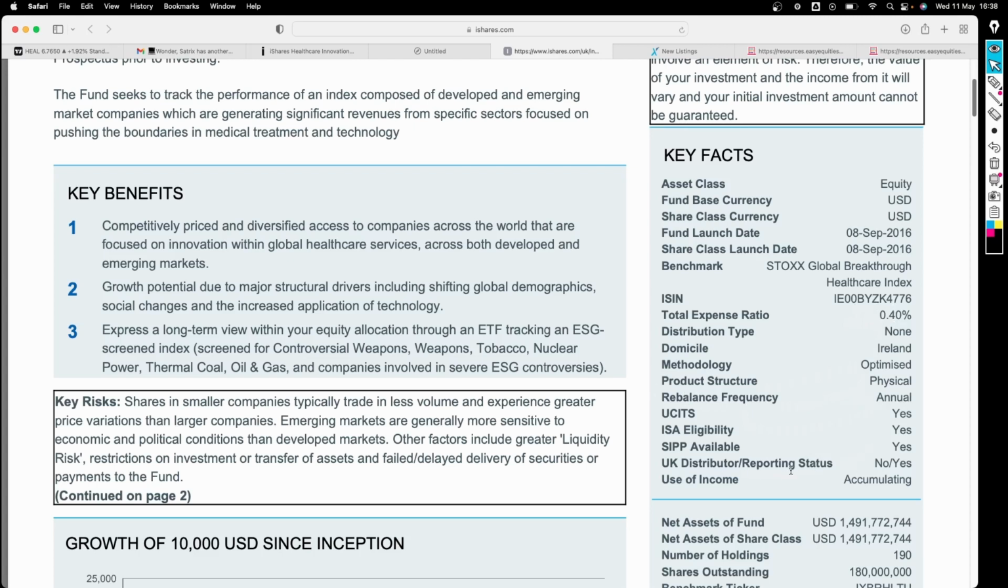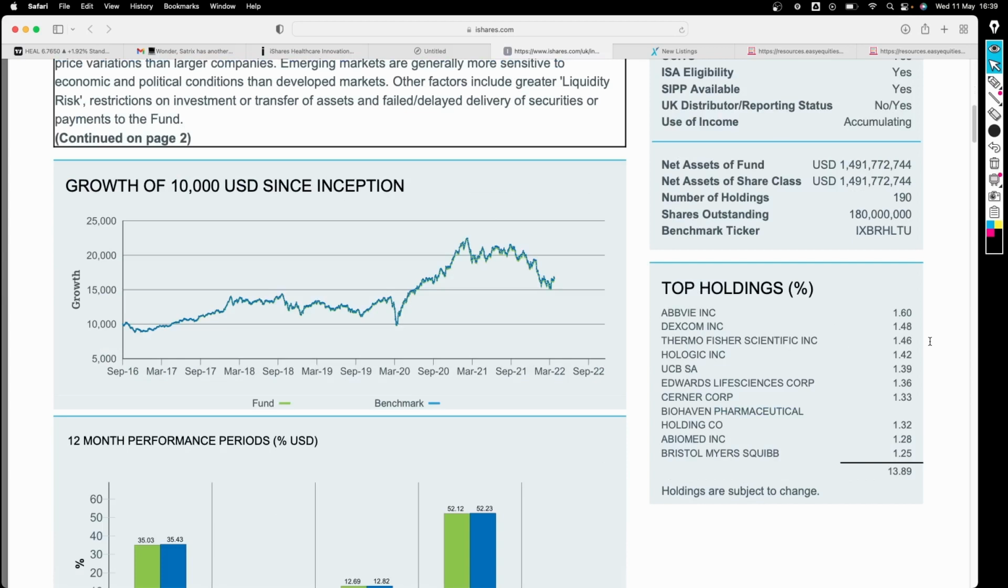There's a place where I'm looking for distribution. Okay, here's distribution type, it's none. Remember, they reinvest that money there. It's a total return fund, so don't expect to receive money from this ETF. If you buy it, what you're going to get is the capital growth. Whatever money that you invested, you can expect it to grow.